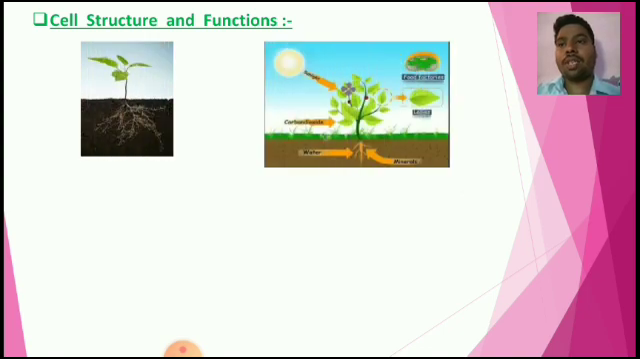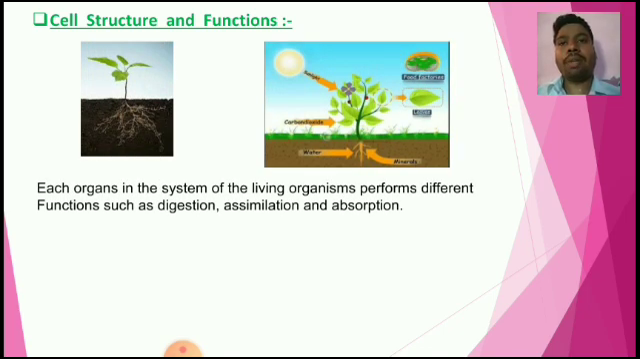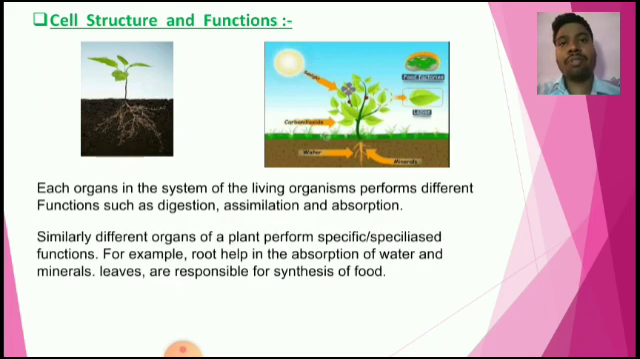So the next topic is cell structure and functions. Each organ in the system of a living organism performs different functions such as digestion, assimilation and absorption. Means each organ in the system performs various functions. Similar functions are also performed in the plant. For example, a root helps in the absorption of water and minerals, and leaves are responsible for synthesis of food.